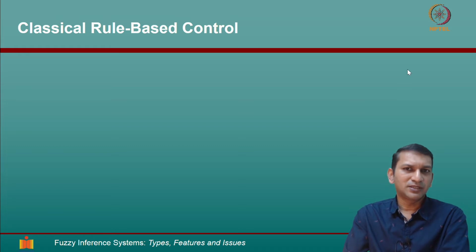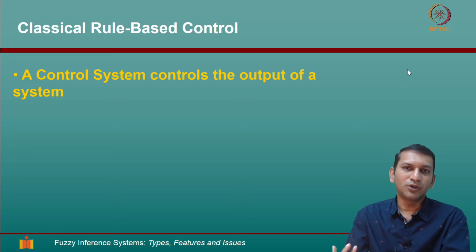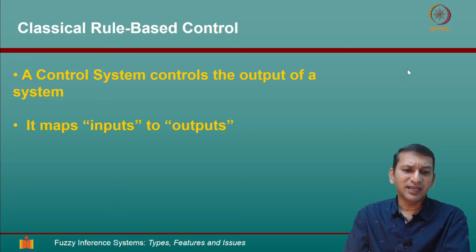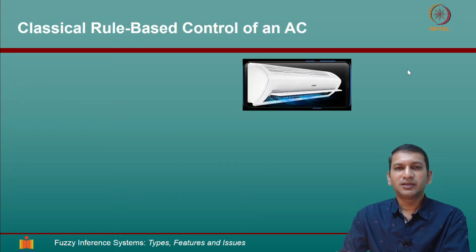So in classical rule-based control, we want to control a system and have a control system there. What does a control system do? It controls the output of a system. So given an input, it controls the output based on the input. So in that sense, it is a mapping between inputs and outputs. Quite clearly for us now, this relation between input and output is given in the form of if-then rules. Classical if-then rules. Let's look at an example.